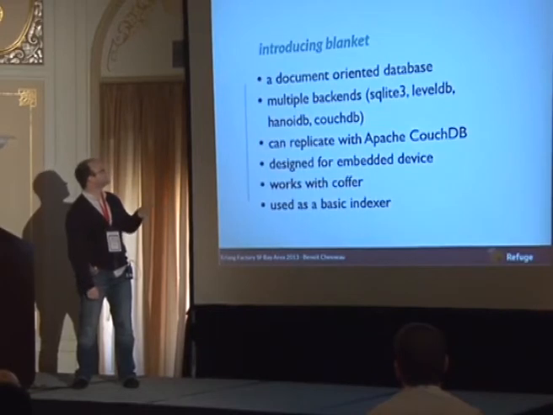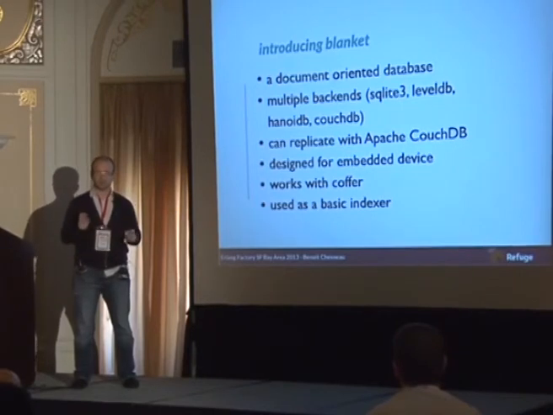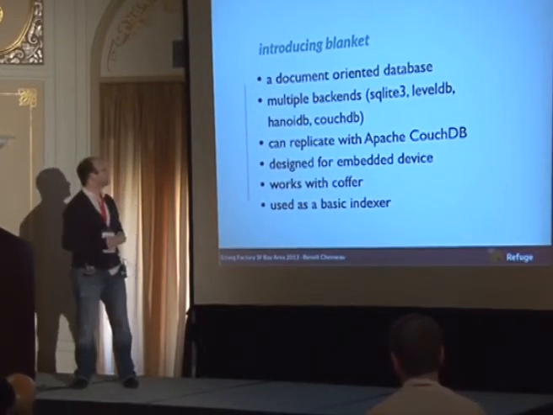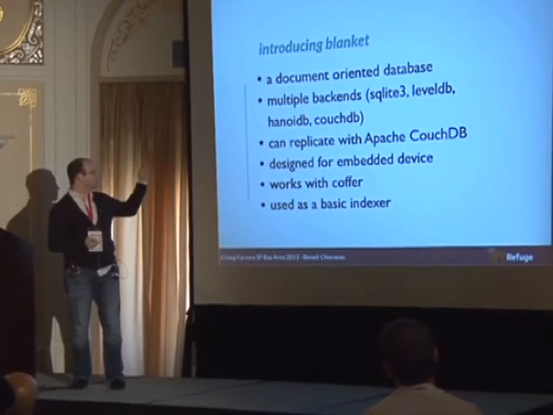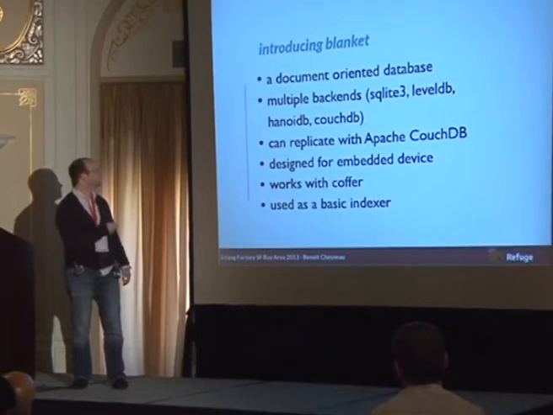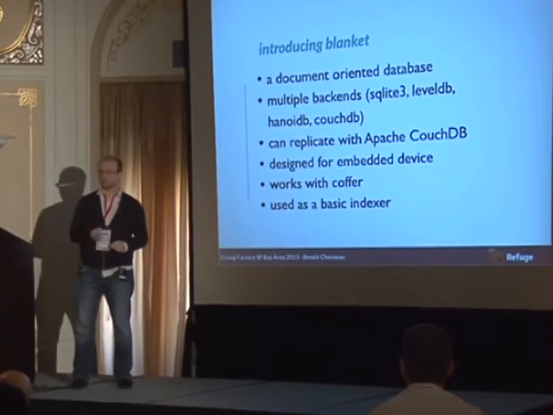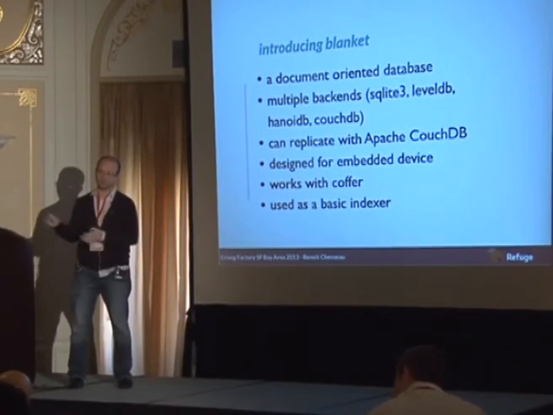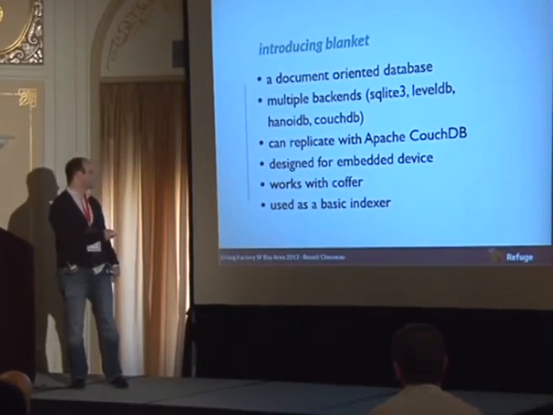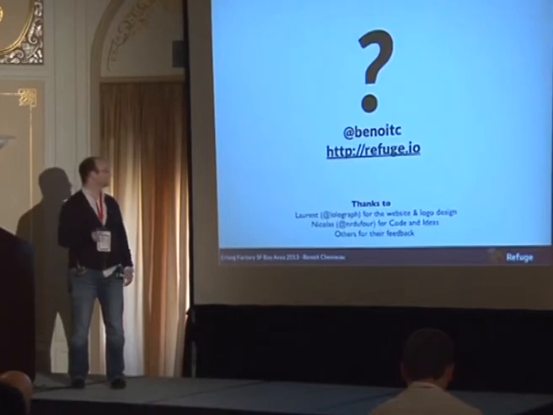I don't know if I have 5 minutes, but there is also something coming. I speak a lot about CouchDB, but I wrote a new document-oriented database library called Blanket, which is able to handle multiple backends. It can be SQLite, eleveldb, hanoidb, CouchDB. It can replicate with Apache CouchDB, and it is designed only for embedded devices. It's faster than CouchDB when uploading, and it works with coffer. It is also used as the basic indexer in Refuge. And that's all.